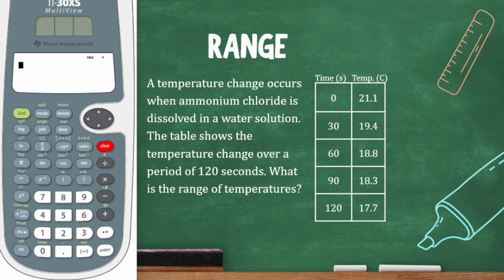All right, let's try a problem with the range. So again, this is the same information, but they're asking for the range of temperatures. So remember that the range is the biggest minus the smallest. And the biggest number here, we know that these are in order because we've seen these numbers, but you just want to make sure. We're looking at the temperatures, and the biggest one is 21.1, and the smallest is 17.7. So we'll do 21.1 minus 17.7. And there's our range, 3.4 degrees.